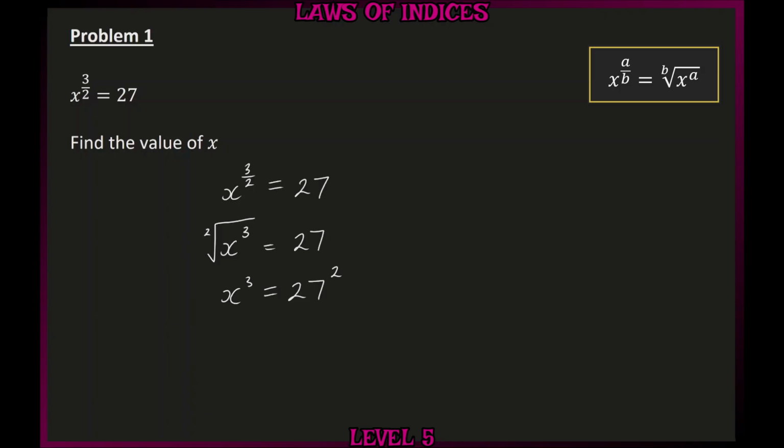To now remove the cubed on the x, we can take the cube root of both sides. And this gives us x is equal to the cube root of 27 squared. If we now start with the cube root of 27, this gives us 3, because 3 times 3 times 3 is 27. So x is equal to 3, still with a power of 2 on it. Finally, 3 squared is 3 times 3, which is 9, so our final answer for problem 1 is x is equal to 9.